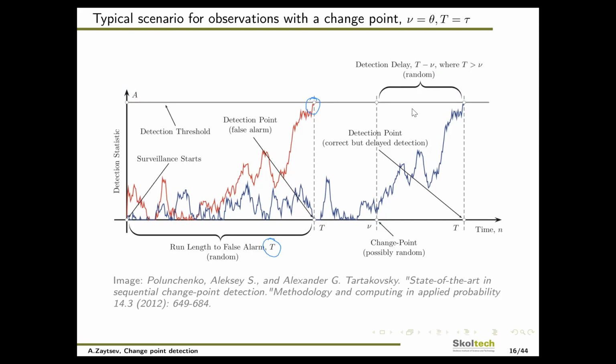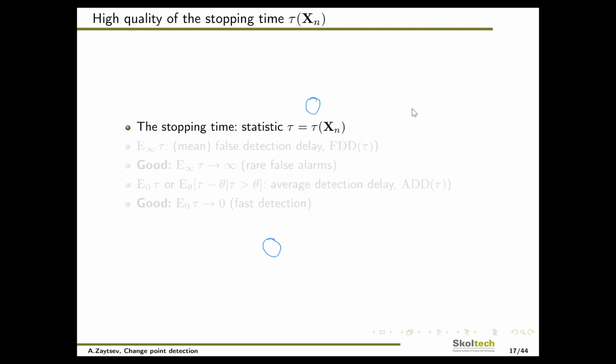So we want detection delay to be small, but run length to false alarm big. So we have two conflicting measures. A naive solution to minimize detection delay is to report a change point at each time moment. And again, a naive approach to minimize the number of false alarms is to never give a signal about a change point. Definitely these two alternatives are not what we're looking for. We are looking for something in between, where we have not very large detection delay, but quite large time to false alarm.